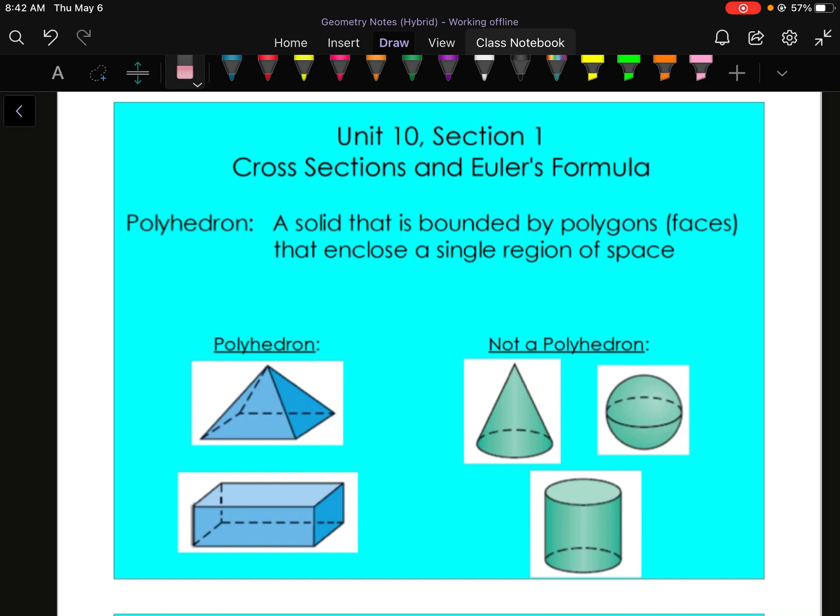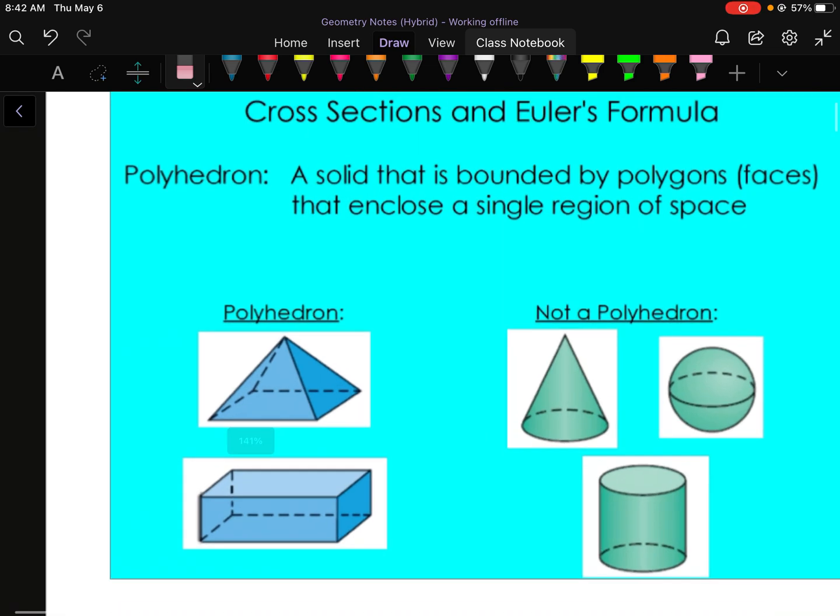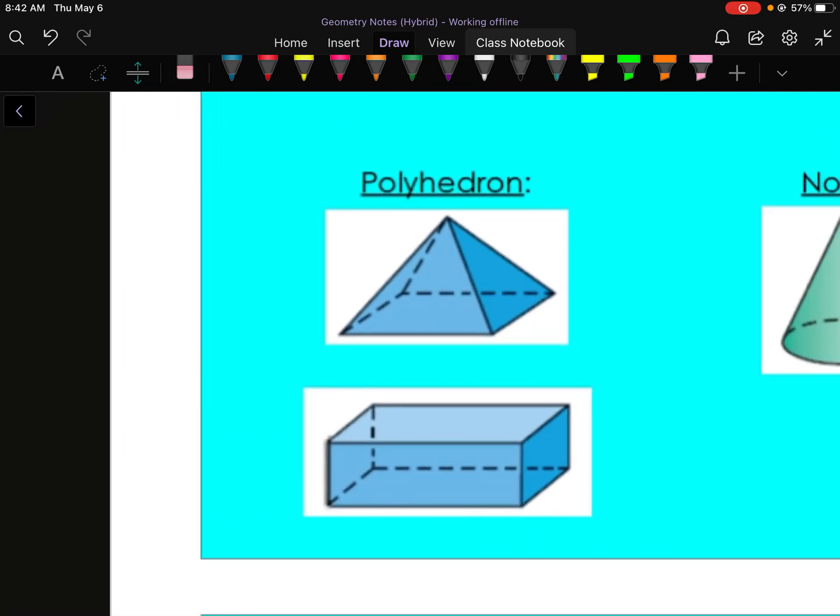So we'll start out with the definition of a polyhedron. That's just a solid that is bounded by polygons, aka faces, which we spent all last unit talking about, that enclose a single region of space. So here are some examples of shapes that are polyhedrons.